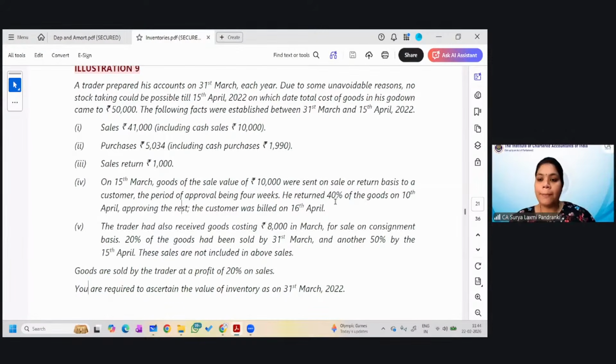It is not a sale, so it has to be included in your closing stock. It is included, so don't worry about that 40%. But what we are worried about is the 60%, because 60% is now a sale. So that we have added back because it is billed on 16th April, so we will have to add back that. This is done. Now the fifth point.